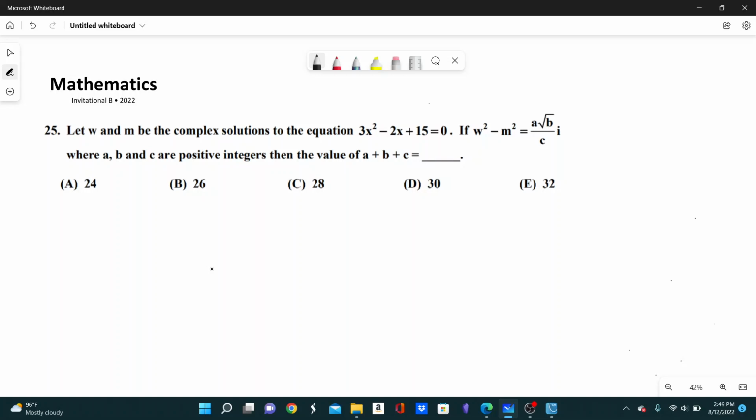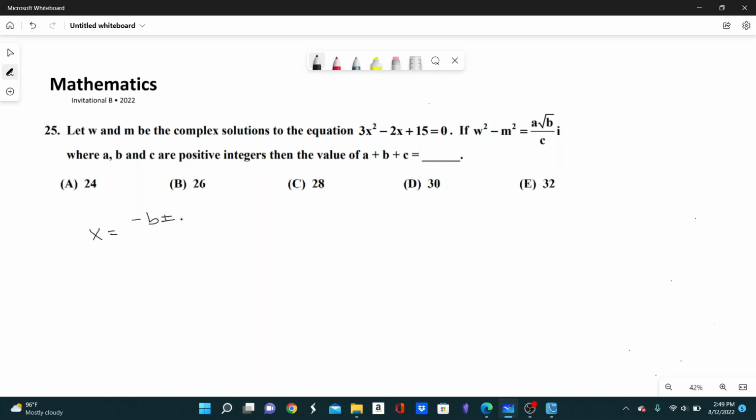So there's not really an easy way that I found of doing this. I really just have to find the solutions, square them, and subtract. But it's not too bad. We are going to have to use the quadratic formula in order to get it into the correct form.